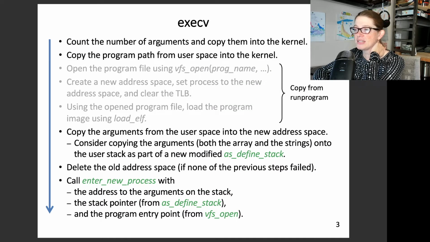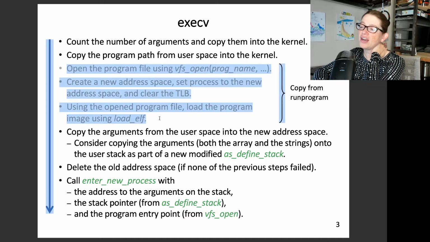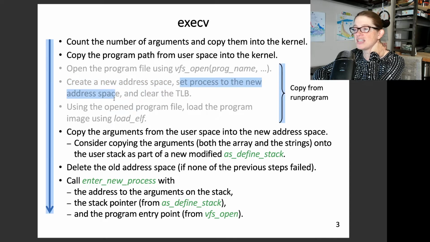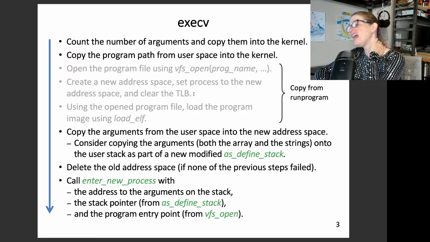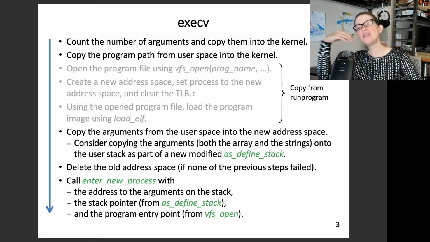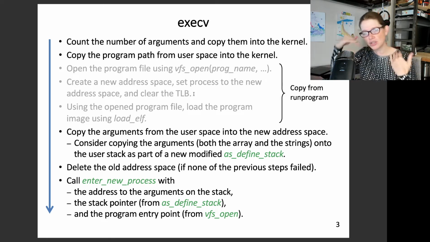So here's the difference between execv and run program. So in light gray here, these are the things that should remain identical. So we're still going to need to open the program file using VFS open. We still need to create a new address space, set the process's address space, and clear the TLB. Now you might be wondering, what is this TLB thing? I haven't heard of this yet. We're going to be talking about that in the coming days, so don't worry too much about that.